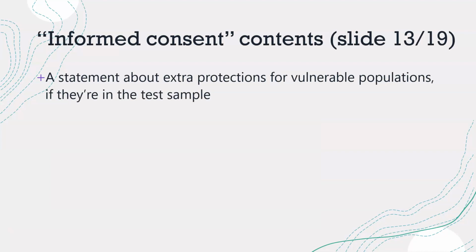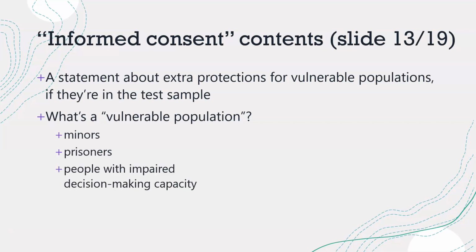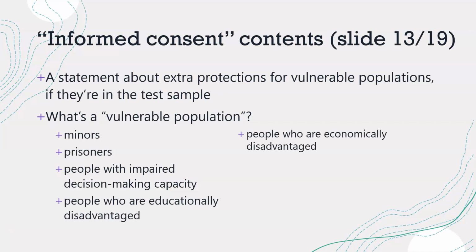Sometimes you will have things we call vulnerable populations. What is a vulnerable population? It's a minor, a prisoner, somebody who can't make decisions well, somebody who doesn't have a lot of education, and somebody who doesn't have a lot of money. These are all people who are vulnerable according to a federal government rule.